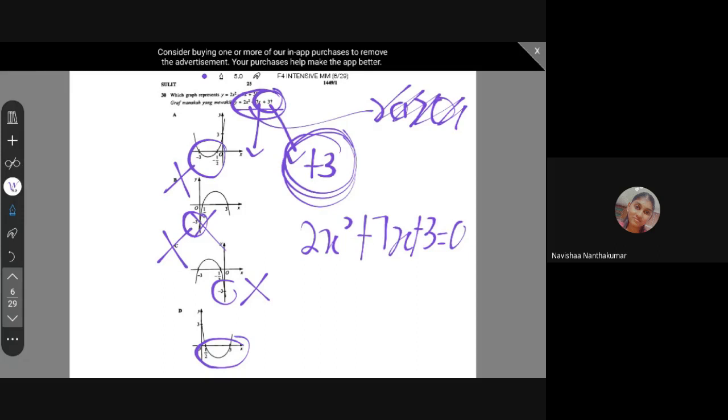Okay, I think all agree on D. Okay, very good. So D is your answer for this question. Semua tahu tak macam mana nak tekan calculator on quadratic? Do you all know how to press calculator for quadratic? If anyone don't know, please tell. Okay, good. You all know, semua tahu, bagus.